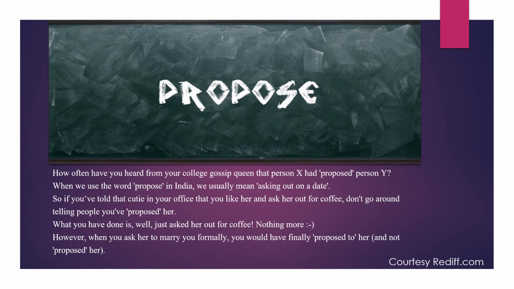What you've done is, well, just asked her out for a coffee, nothing more. However, when you ask her to marry you formally, you would have finally proposed to her and not proposed her. So, whenever you use the word propose, it has to be he or she proposed to her, asked somebody to go out on a date, or officially, formally propose to somebody for marrying. So it has to be "proposed to" and never just "proposed". Only "proposed" will not be used. It has to be followed with the infinitive "to".